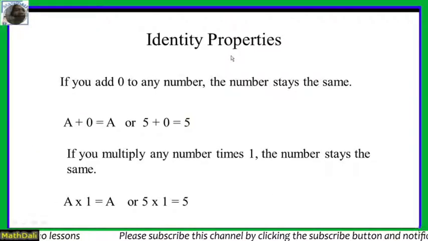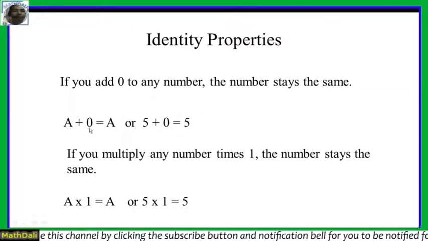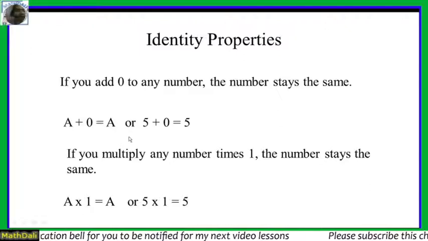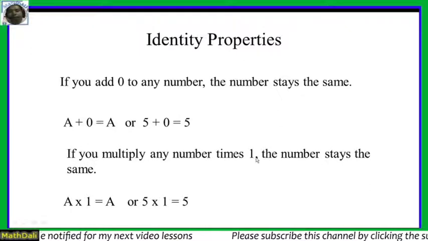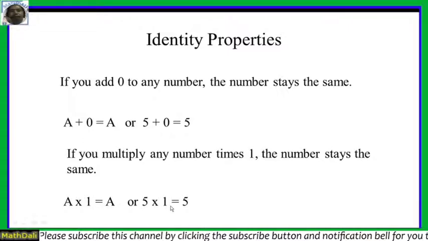And identity properties. If you add 0 to any number, the number stays the same. We have a plus 0 is equal to a, or we have 5 plus 0 is equal to 5. Kahit anong number, pag in-add nyo sa 0, ang lalabas ng sagot ay yung number pa rin. If you multiply any number times 1, the number stays the same. A times 1, that's equal to a. Or we have 5 times 1, that's equal to 5.